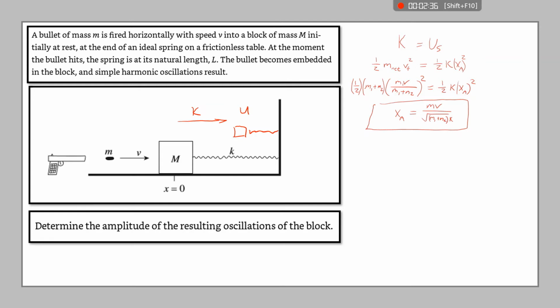So this is 1/2 mv squared. Our v is the same v that we had last time. Our m is m1 plus m2 because at the moment the bullet hits the block, they're both together. Then we've got potential energy. So that's 1/2 k displacement squared. Displacement is my amplitude, and we solve for amplitude. Any questions so far? Nope. Okay.